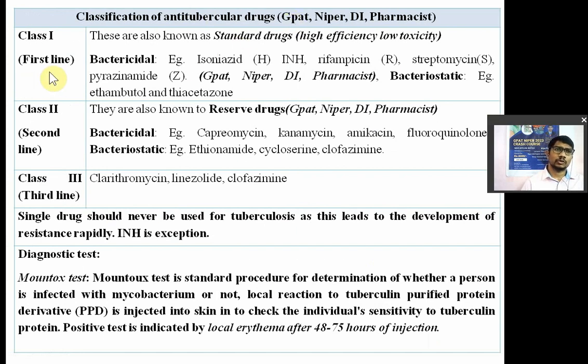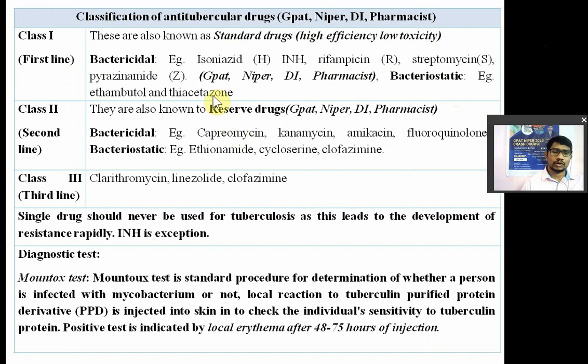So class 1 is known as the first line drugs. They are also known as the standard drugs. They have high efficacy and low toxicity. So in that bactericidal, मतलब बैक्टीरिया को किल करने वाला: isoniazid, rifampicin, streptomycin and pyrazinamide. Bacteriostatic, मतलब बैक्टीरिया का ग्रोथ प्रिवेंट करने वाला: ethambutol and thioacetazone.